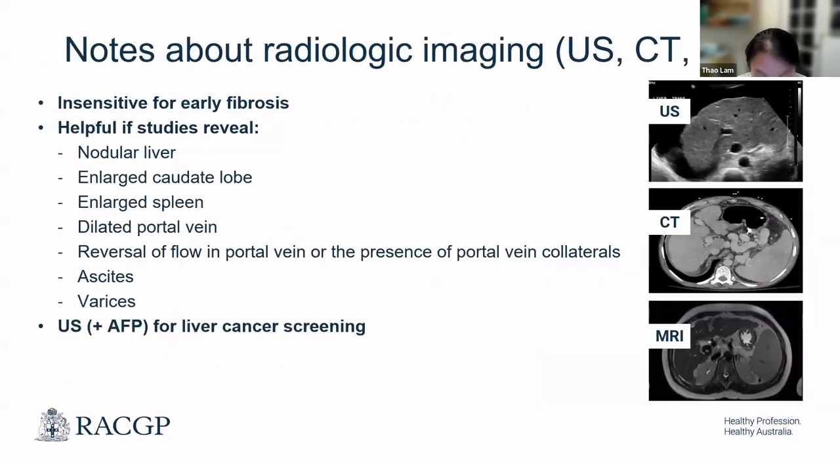Next slide. A very quick note about the use of radiological imaging like ultrasound, CT scan, or MRI: it is really insensitive for early fibrosis, but it is useful if the studies reveal a liver with a nodular outline, an enlarged caudate lobe, an enlarged spleen with dilated portal vein, with reversal of flow in the portal vein away from the liver, or the presence of portal vein collaterals, the presence of ascites or intra-abdominal varices.